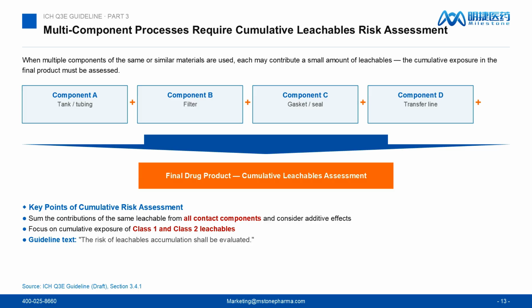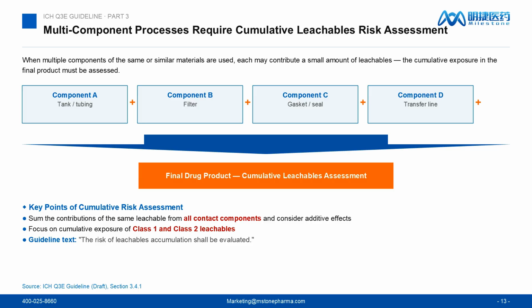If 5 components each contribute 1/5 of the threshold of the same compound, the final product is at the threshold. The guideline is explicit: the risk of leachables accumulation shall be evaluated. In practice, this means 3 things. First, map every product contact material in your process. People routinely forget gaskets, seals, and O-rings.